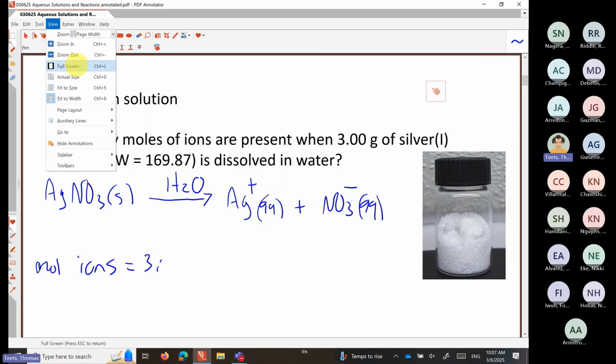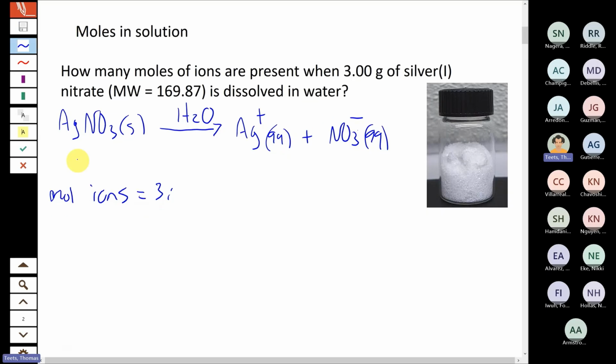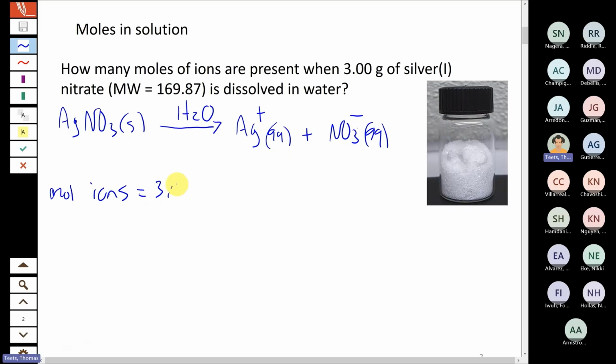So where we left off, again, we were talking about doing this conversion where we start with 3 grams of silver nitrate. And then, just like we've done many, many times in chapter 5, we can convert that into moles. But what we have to recognize is that when we use the molar mass of silver nitrate, which is given, so 1 mole of AgNO3 has a mass of 169.87 grams, that's the molecular weight that's given to us.